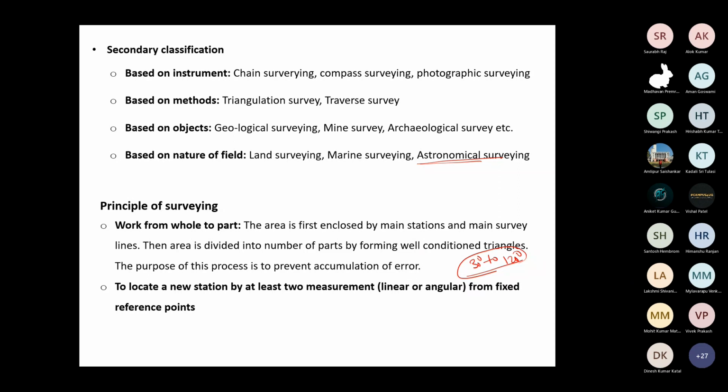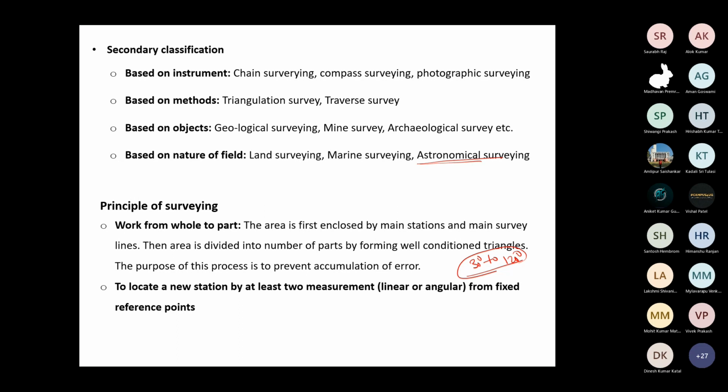My mistake. You have to make a well-conditioned triangle in such a fashion that it should be 30 to 120 degrees, more or less. The purpose of this process is to prevent accumulation of error. You got this concept? Work from whole to part. The area is first enclosed by main stations and main survey lines. The area is divided into a number of parts forming well-conditioned triangles. The purpose of this process is to prevent accumulation of error.